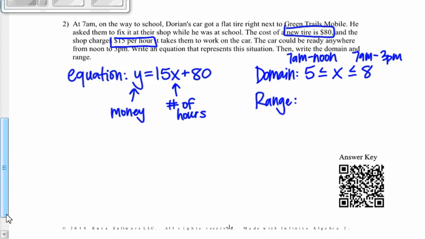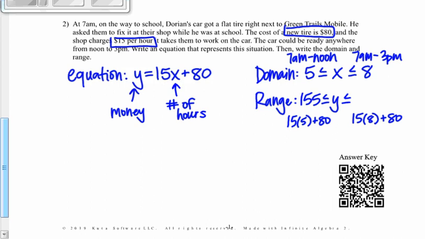The range is going to be the cost. So the least amount of cost that it could be is if the car is only in the shop for 5 hours. So it's 15 times 5 plus 80. 15 times 5 plus 80. That gives us 155. But the car could be in the shop for up to 8 hours. So I would plug in an 8 instead of a 5.